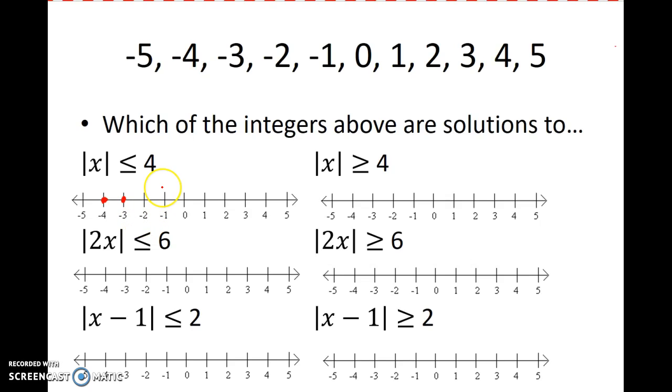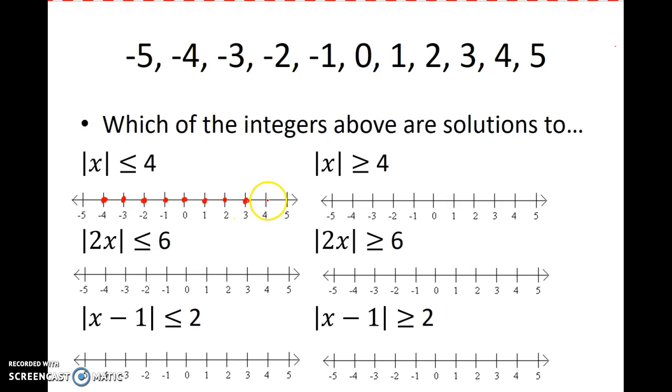I'll try -2. Putting -2 in there, the absolute value of -2 is 2, and 2 is less than or equal to 4. Putting -1 in here, the absolute value of -1 is 1, so that is less than or equal to 4. The absolute value of 0 is 0, 0 is less than or equal to 4. Absolute value of 1 is 1, 1 is less than or equal to 4. Absolute value of 2 is 2, and 2 is less than or equal to 4. The absolute value of 3 is 3, and 3 is less than or equal to 4.